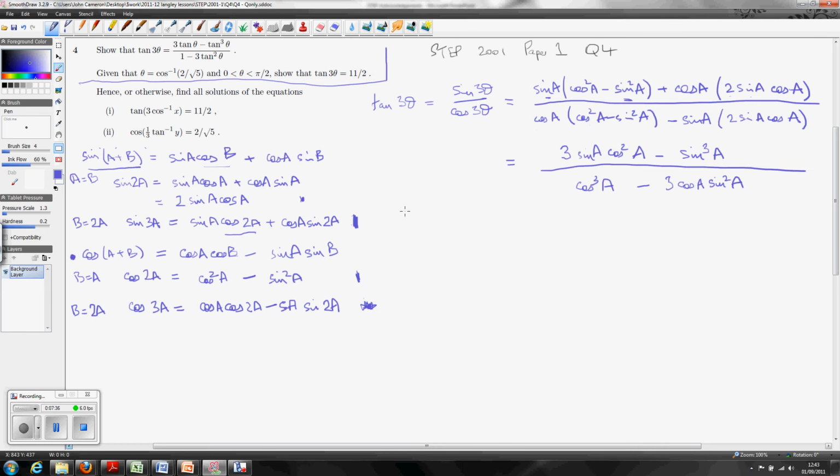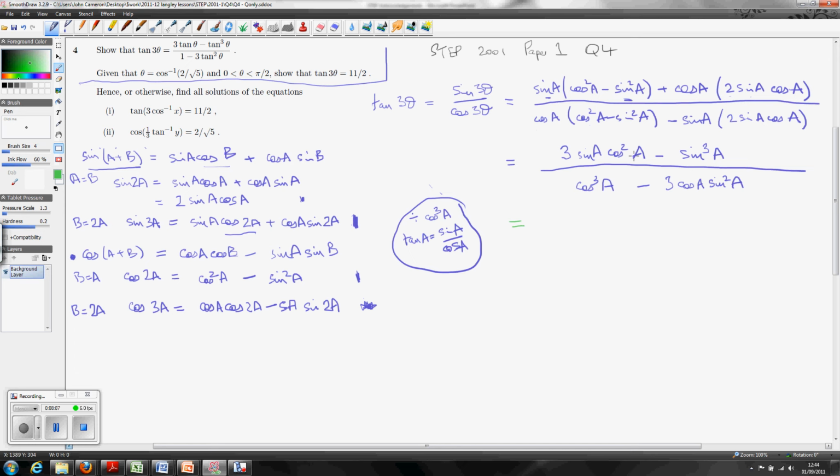To make further progress, what I need to do is convert this into tangents. So I want to do this. I'm going to divide top and bottom by cos cubed A. Now I'm going to remember that tan of A is equal to sine A over cos of A. I'm going to use these 2 things. Maybe I'll just change color as we move to this other part.